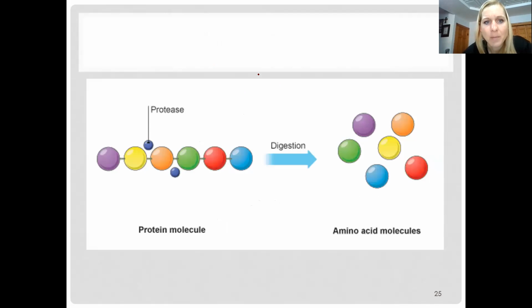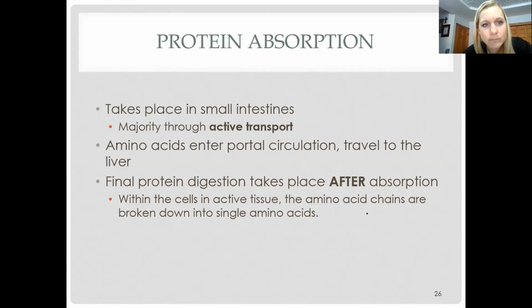Again, a protease is going to chop up sections. Eventually what I want to do is break down the strand of beads so that all I have are just individual beads floating around. These are those amino acids. Again, there are 20 different types of amino acids, so I'm going to have all different types of beads when I'm done breaking down this particular nutrient.